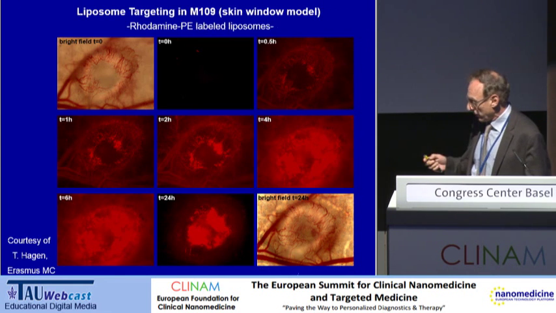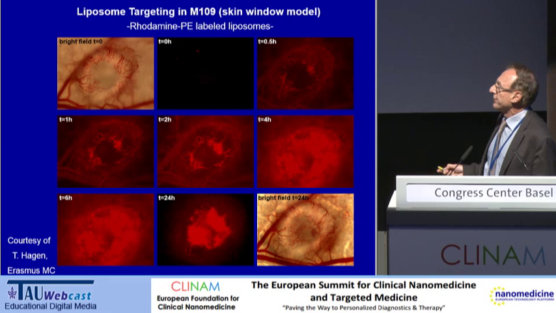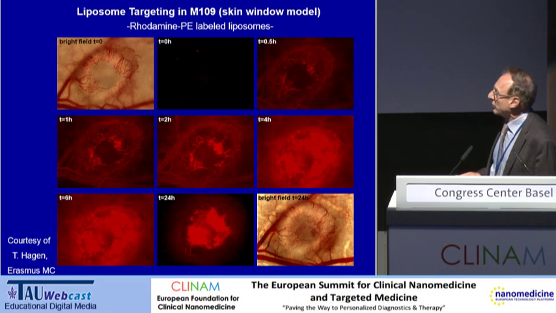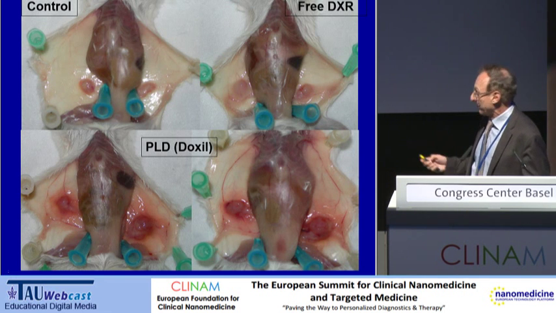And this is another typical image that was obtained by Dr. Timo van Hagen at the Erasmus Medical Center with some liposomes that we sent to him in a tumor model. You can see here the skin fold window chamber, and when you look at the fluorescence of the liposomes, you see a gradual increase in concentration of the liposomes. And this is really massive, in fact.